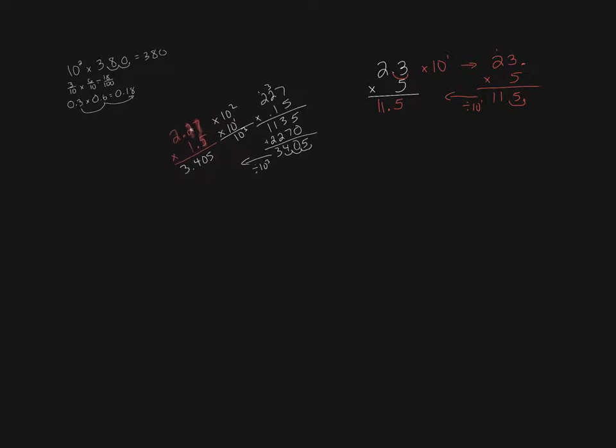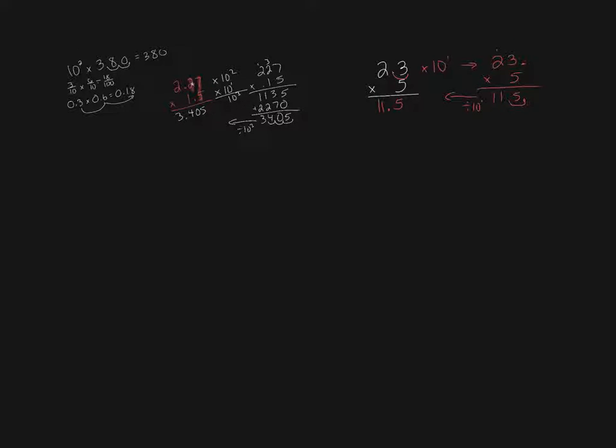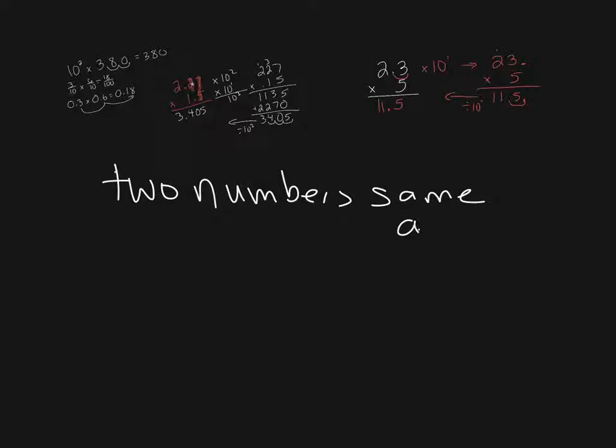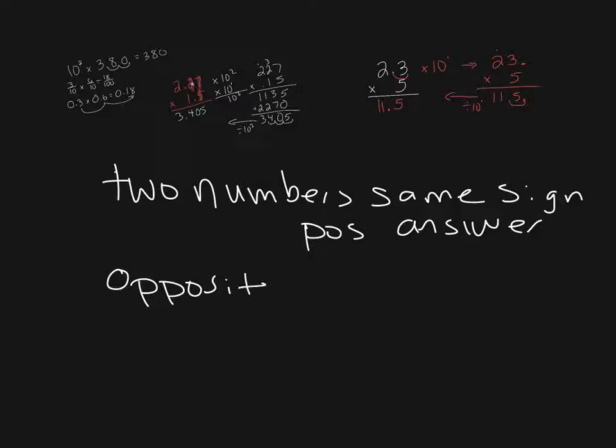So that's just the gist of why we do what we do when we multiply decimals. The rules themselves are similar to fractions and integers, right? So if we multiply two numbers with the same sign, it's going to be a positive answer. And if they have opposite signs, it's going to be negative.